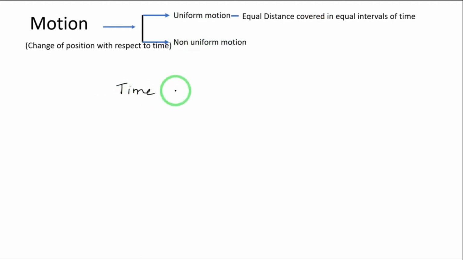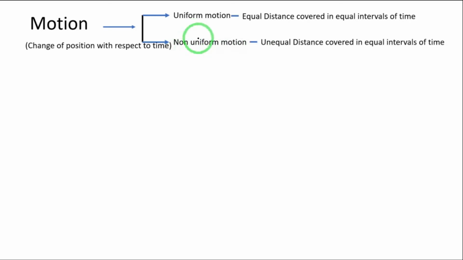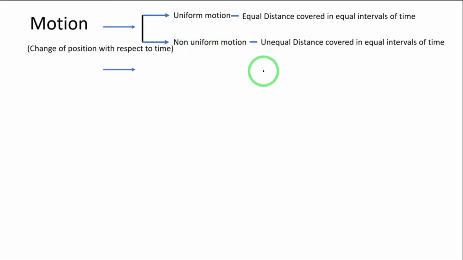Suppose I write time here and distance here, right? For the first second, if it covers 2 meter distance, in the next second, if it is to be uniform, it should cover 4 meter distance, and then in the third second it should cover 6 meter distance. So equal distance is covered in equal intervals of time of 1 second. Then it is called uniform motion, and if this is not followed, then it is non-uniform motion, right? Unequal distance is covered.